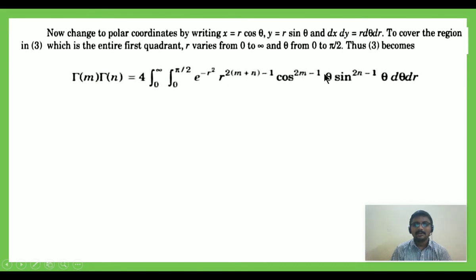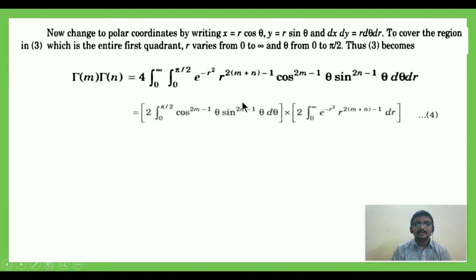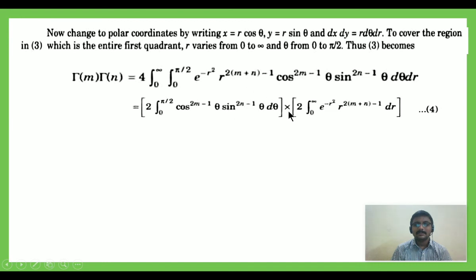So here we have to replace x square plus y square as r square, because x is r cos theta and y is r sin theta. That is r square. R square is nothing but x square plus y square. And dx dy is r d theta dr. Now this double integral can be split like this. Let it be equation number 4.